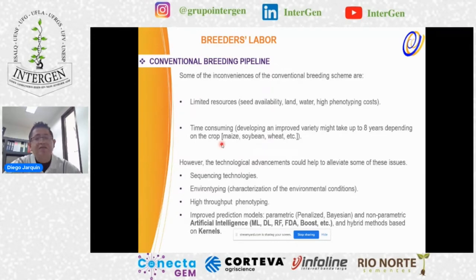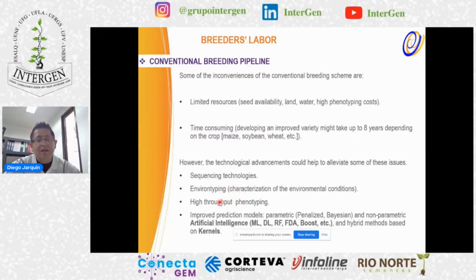Okay, some of the inconveniences of this conventional breeding pipeline is that we have limited resources, availability, land, and it's expensive, time consuming. We cannot wait 8 years, well, for now we have to, but it would be great not to have to wait 8 years to release a variety. However, in our favor, we have some factors that can help us. We have better sequencing technologies. We can characterize genotypes in a better way. We have better ways to characterize environments using environmental conditions.